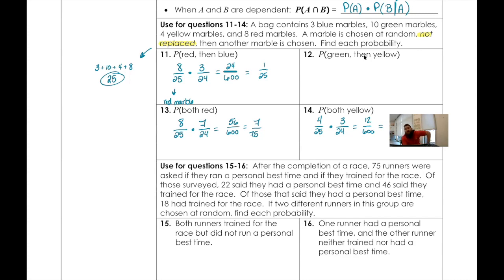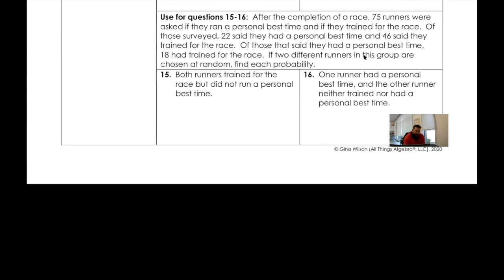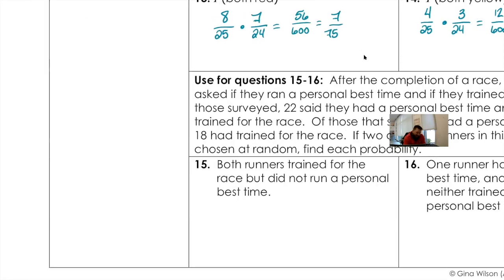After the completion of a race, 75 runners were asked if they ran a personal best and if they trained. 22 said they had a personal best. 46 said they trained. Of those that said they had a personal best, 18 had trained. Man, that's a lot of information. It's almost as if we have a method that helps us organize data into a set.